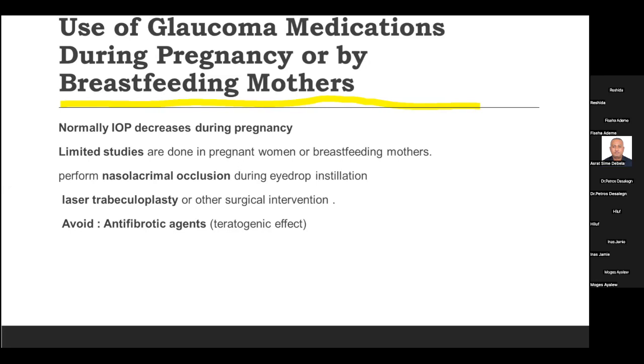And also we advise them to do nasal occlusion while instilling the eye drop. For them, laser trabeculoplasty or surgical intervention is also required at times, and timolol can be used safely. And while doing surgery, we avoid mitomycin or 5-fluorouracil for the risk of teratogenic effect if the mother is pregnant.